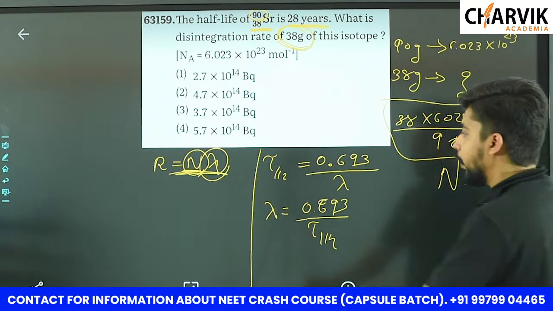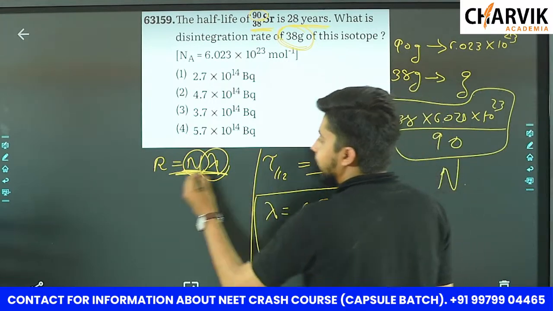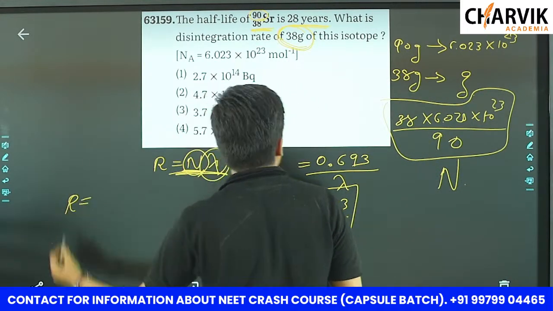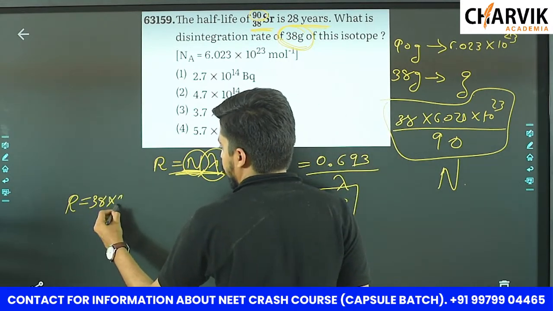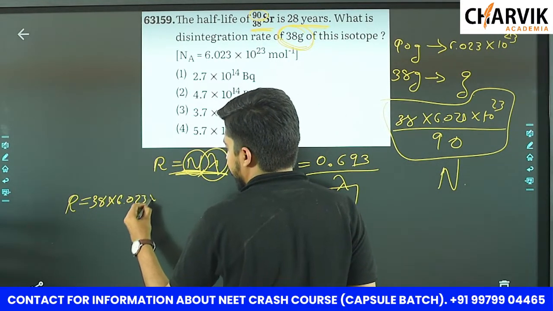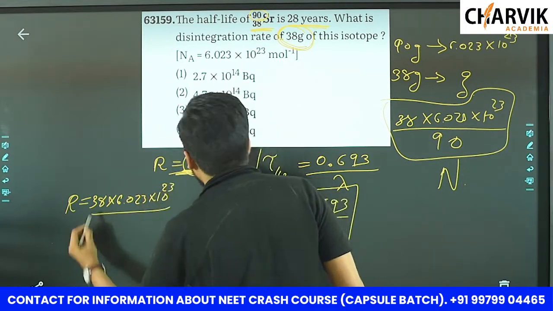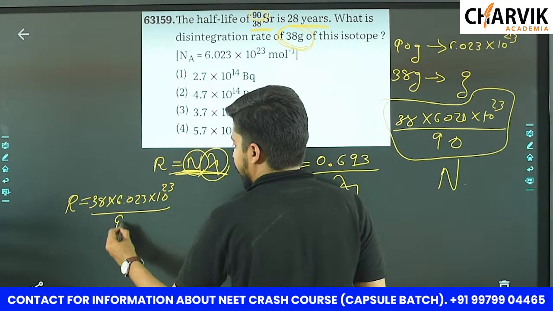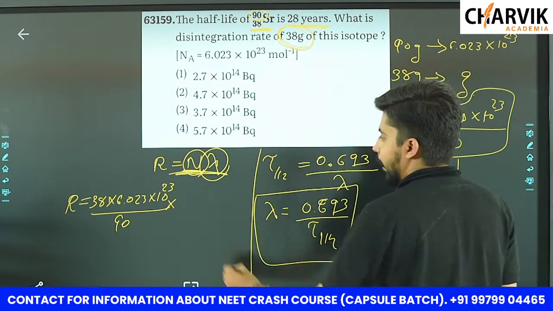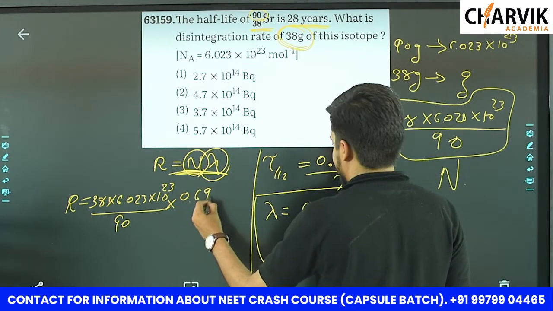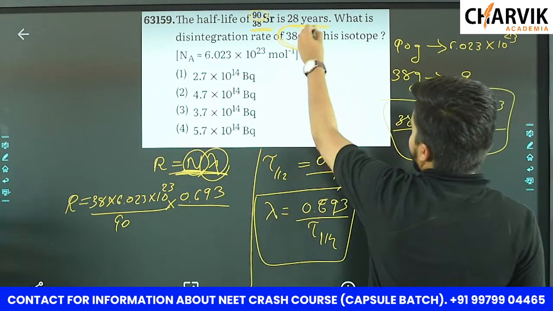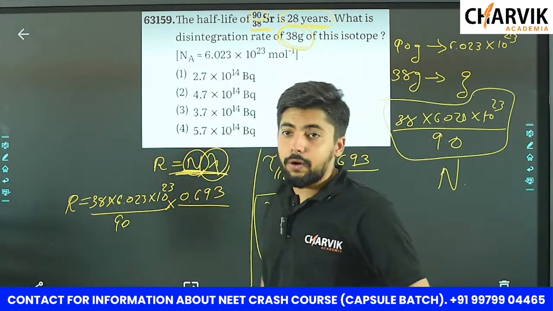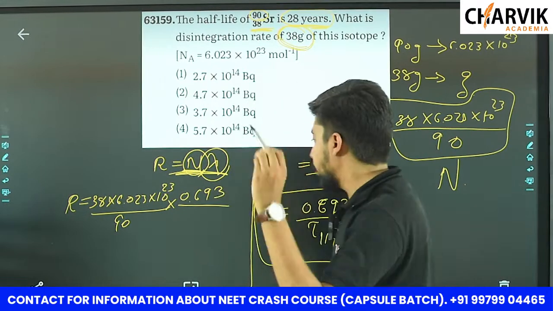You have a value of lambda here. Place all the values in this equation. Instead of N, we write 38 into 6.023 into 10 raised to 23 divided by 90. And for lambda, we write 0.693 divided by the half time period. Oh, it is given in years, so you need to convert it into seconds also. How will you convert it?